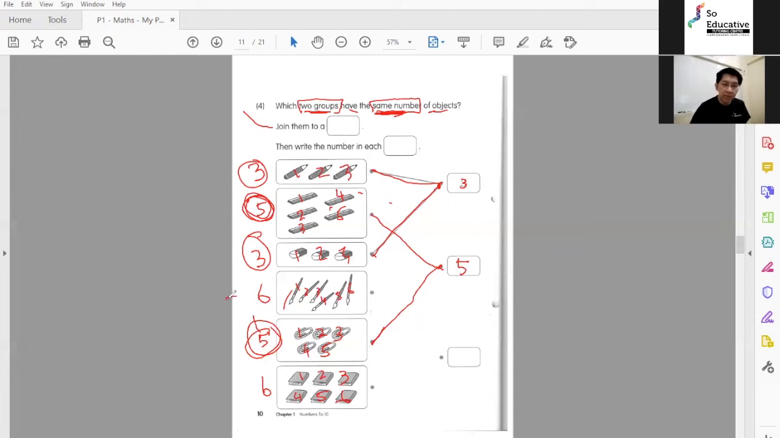Finally, we have this 6 and also this one 6. We draw this line to that box and then we join this dot to this one. And finally, we'll write down number 6 in that box. So that's question 4, boys and girls.